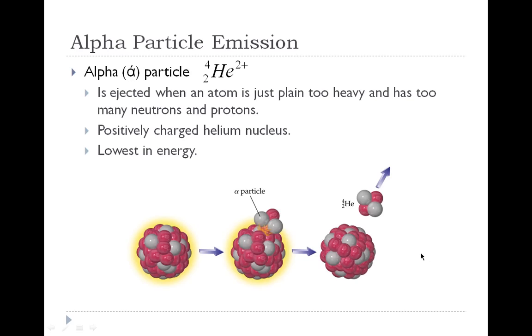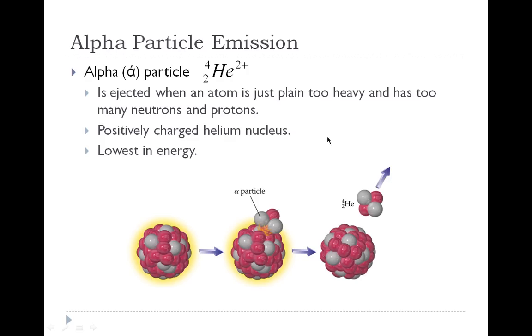Moving on. There are a couple of different particles of radiation. The most common type that people are familiar with is alpha radiation, which is a helium atom but without the electrons, and that's why we call it a helium nucleus, because it doesn't have the electrons, and that's why it has a positive 2 charge. Its emission occurs when an atom is just plain too heavy and has too many neutrons and protons.